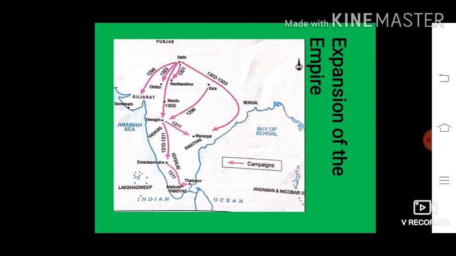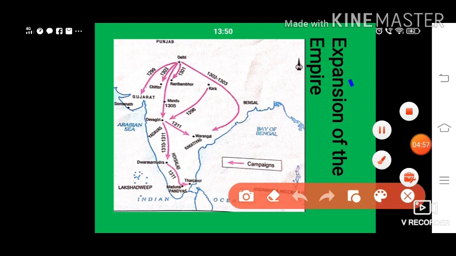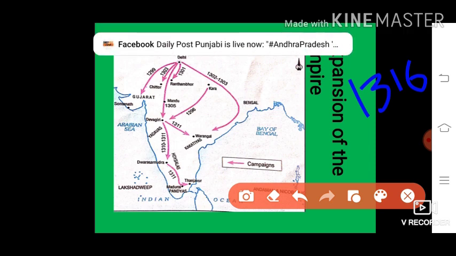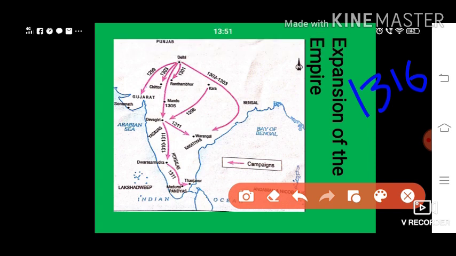Now, after Alauddin Khilji's death in 1316, let me write it for you, in 1316, a war of succession broke out, and the last Khalji ruler, who was the last Khalji ruler? Malik Khusro. He was replaced by the next dynasty, the Tughlaq Sultans. So with Malik Khusro, our next dynasty will start, the Tughlaq Sultans.